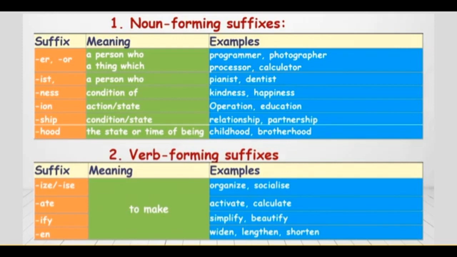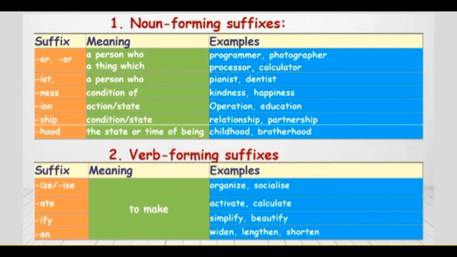ATE, example of activate, the verb is to activate, the noun is activation. And the adjective is active. So active, activate, the verb activate. Calculator is the noun of the object, and the verb is to calculate, to do some calculation.